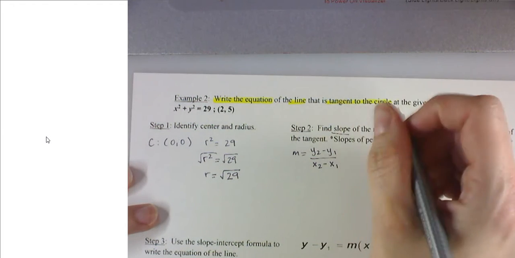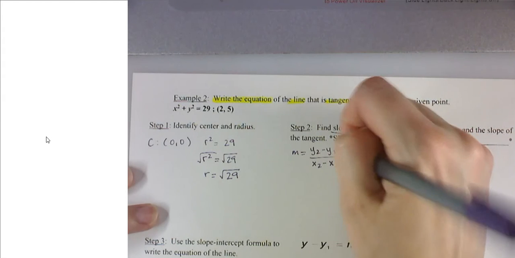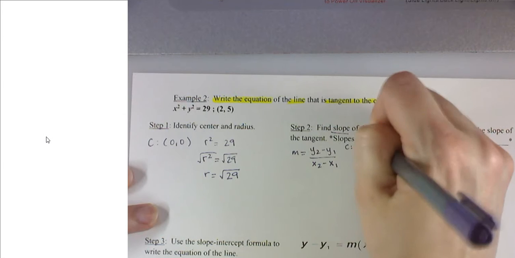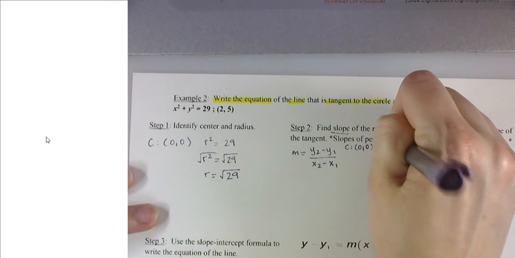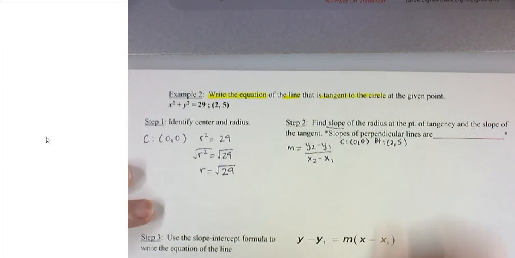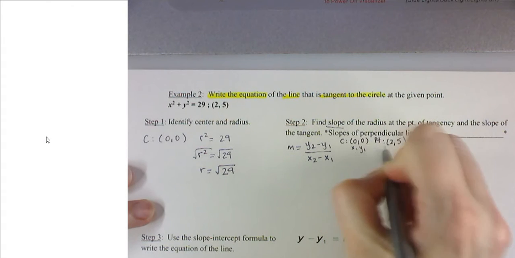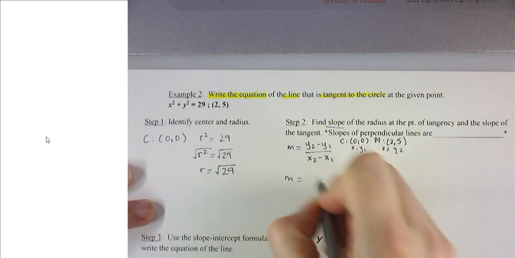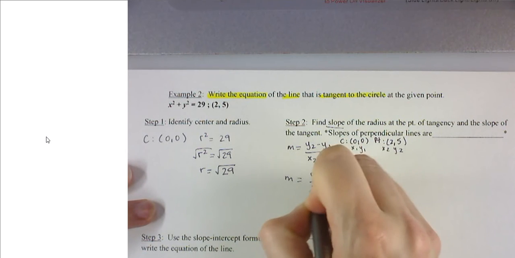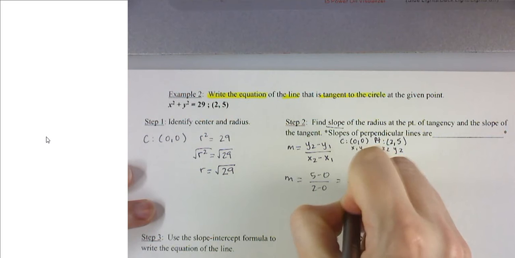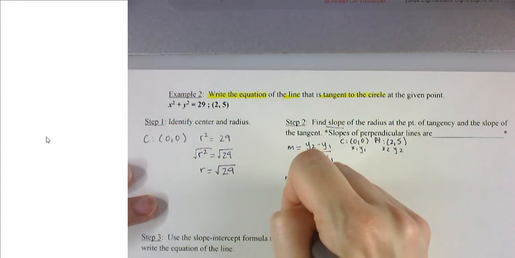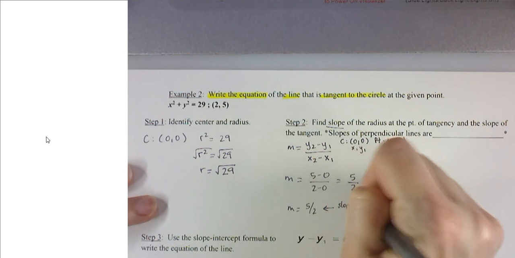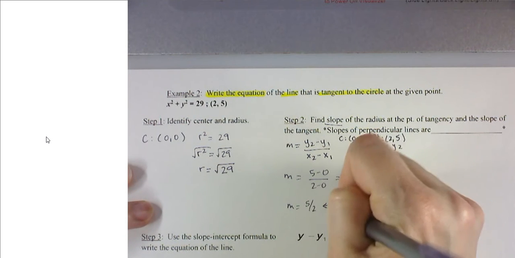So we're going to use the center, 0, 0, and the point, 2, 5. Okay, so then here's your x1, y1, your x2, y2. So to find your slope, you're going to do 5 minus 0 over 2 minus 0. Okay, so this is the slope for the radius. What we need to do is find the slope for the tangent line.